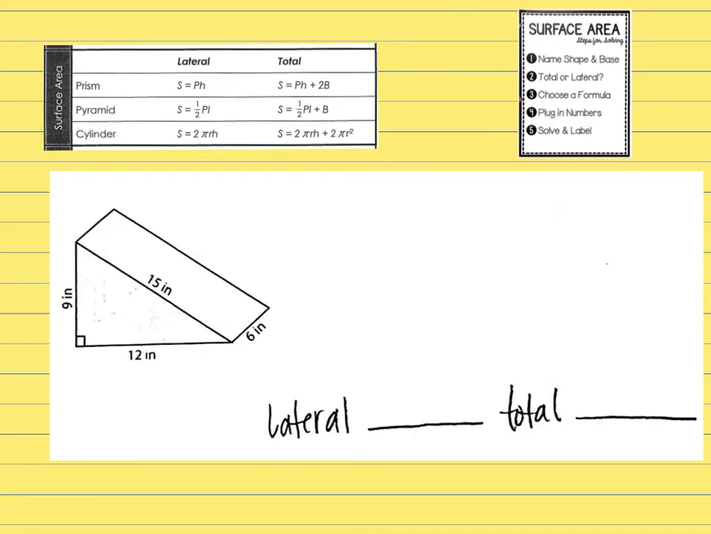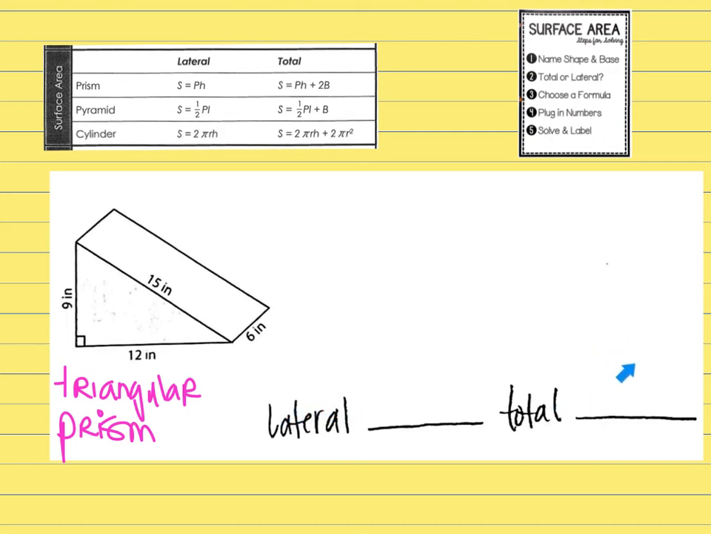Okay, the next prism we're going to do is a triangular prism, and I know it's a triangular prism because there is an actual triangle in it. Prisms have rectangular sides, but a triangular prism has a triangle base. So I'm going to fill in the name. Triangular prism. And then I'm going to be doing lateral surface area, and then I'm going to do the total.